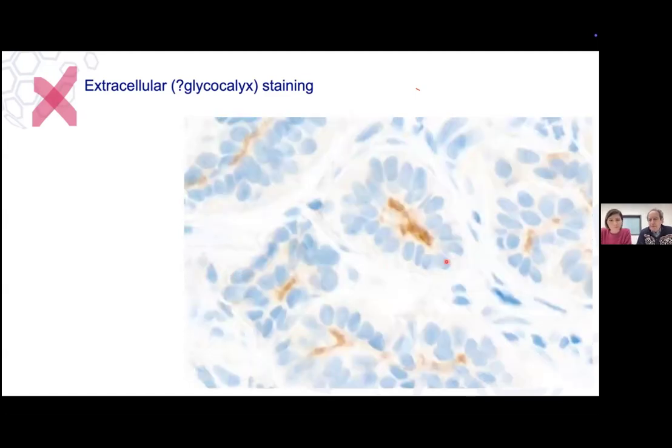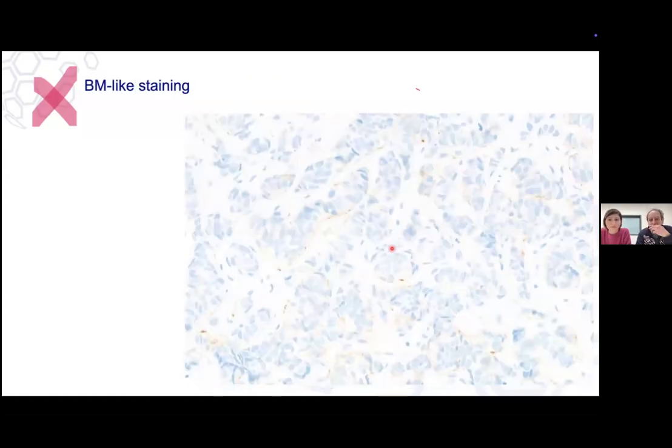This is a higher power. But if you notice, there are no lines between the cells, and that's a telltale sign. If you want to understand what it is, look between cells. If you find a line between cells, then I'm happy, it's membrane. So this pattern, not membrane staining.